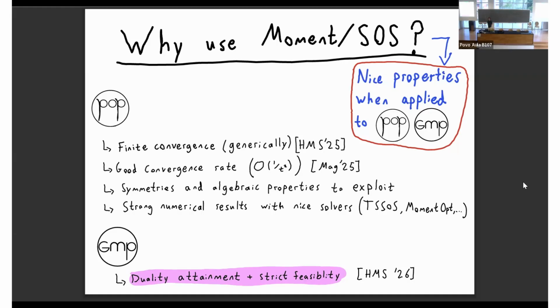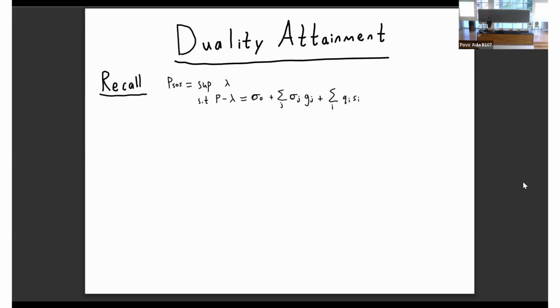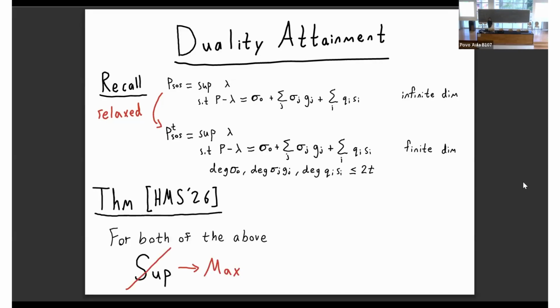Okay, so now it gets a little bit technical. What is duality attainment? If you recall, we have this SOS problem, and we relax it to have a finite degree. So we have an infinite dimensional problem and a finite dimensional problem. And actually in both, we can turn this sup into a max. Here I'm talking about the SOS thing, which is the dual of the moment.